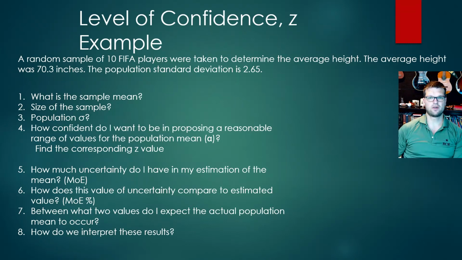So first of all, the first question is what is the sample mean? The sample mean, which is serving as our population parameter estimate, is going to be 70.3 inches.